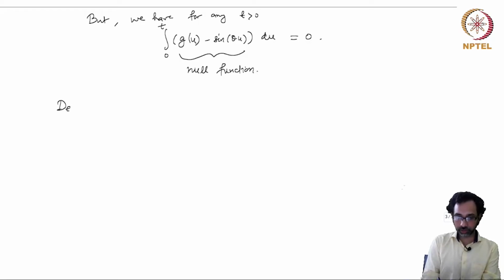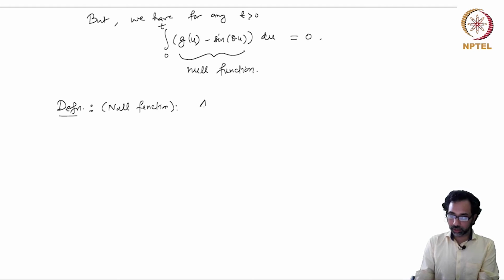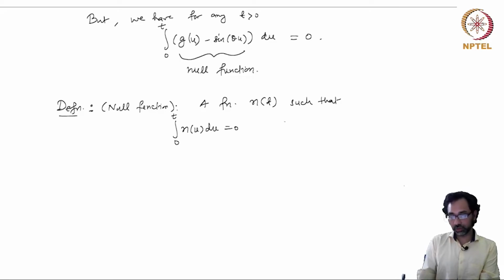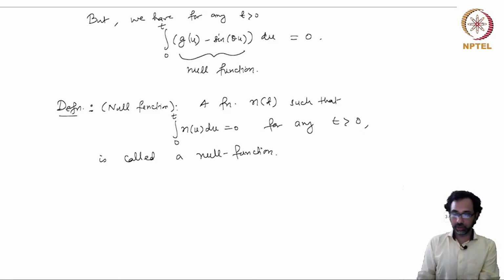So let me define what is a null function. A function n(t) such that the integral from 0 to t of n(u) du equal to 0 for any t positive is called a null function, meaning that the integral must be 0 for any interval that you take from 0 to t.